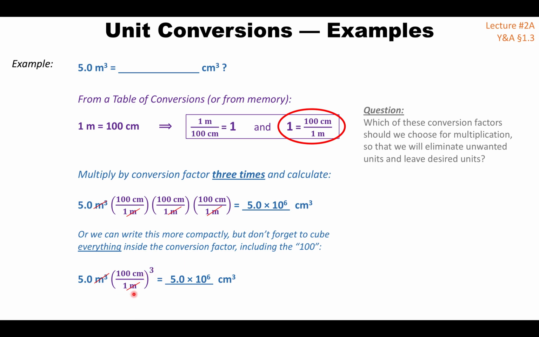So what that means is this cube applies to the meters, making it meters cubed, so this cancels the units. The cube applies to the centimeters, this becomes centimeters cubed. And then finally the cube applies to the 100, meaning this is 100 cubed, which is 10 to the 6th. Just checking significant figures, this had 2 significant figures on the original value, so I write my final answer to 2 significant figures as well. And I check that my conversion factor itself had at least 2 sig figs, which in this case it's exact, so it has infinite precision.